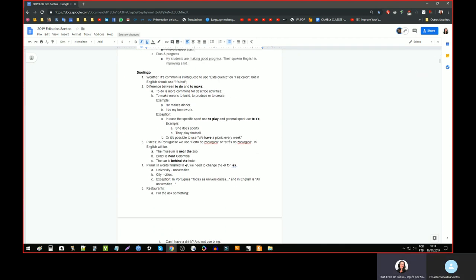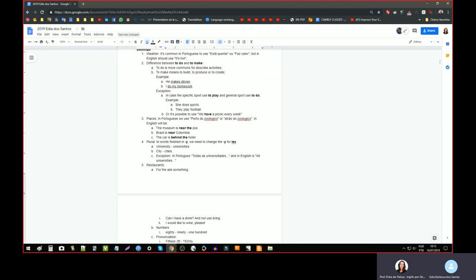What about Duolingo? So what does Duolingo say about do and make? Duolingo is more simple. "To do" is more common for describing activities, and "to make" means to build, to produce or to create. I have some examples: he makes dinner and I do my homework. Yeah, so again, here you have make a meal and do some kind of work. The exception is about "to play" for a specific sport and "to do" for general sport. She does sport, they play football. We have a picnic every week. Yes, we have a picnic, very nice.